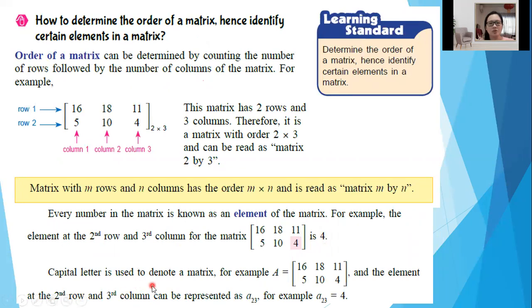A capital letter is used to denote a matrix. For example, A equals 16, 18, 11, 5, 10, 4. And the element at the second row and third column can be represented as A23. So we use a capital letter for a matrix, and a small letter to represent an element. The 2 and 3 here represent the row and the column. So the element at the second row and third column is 4.